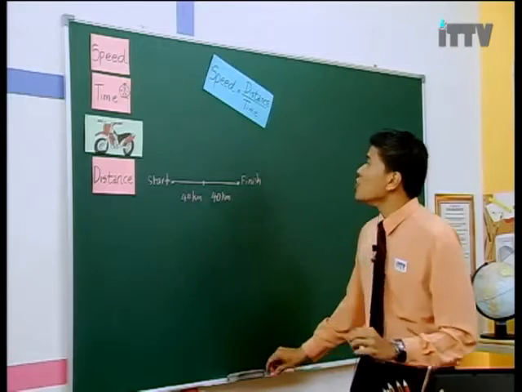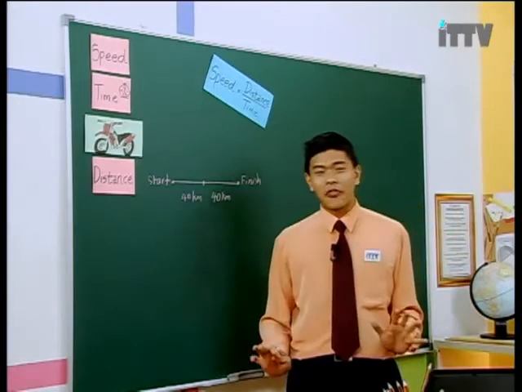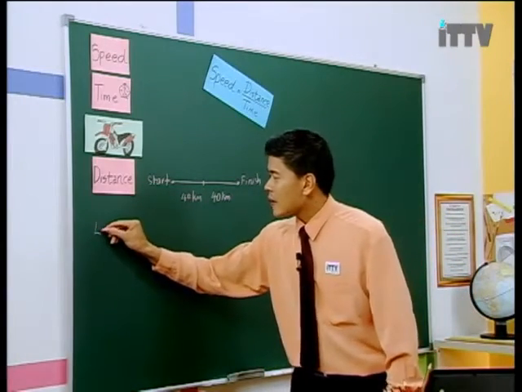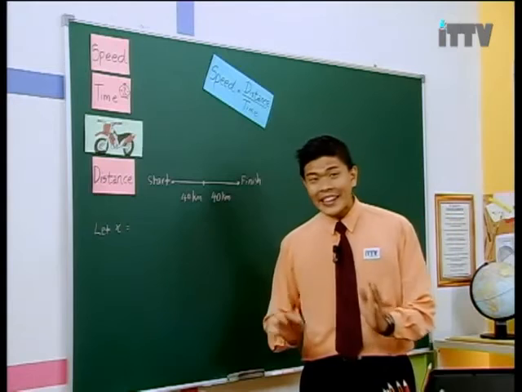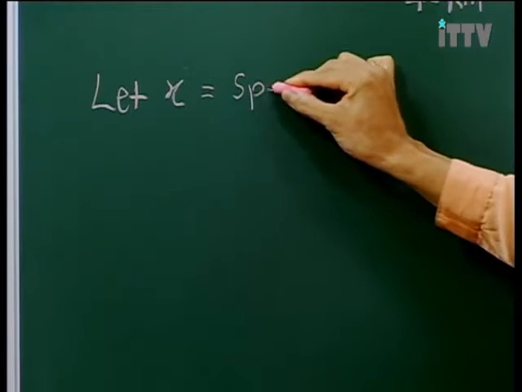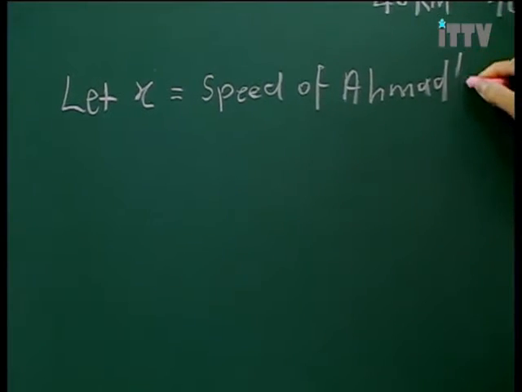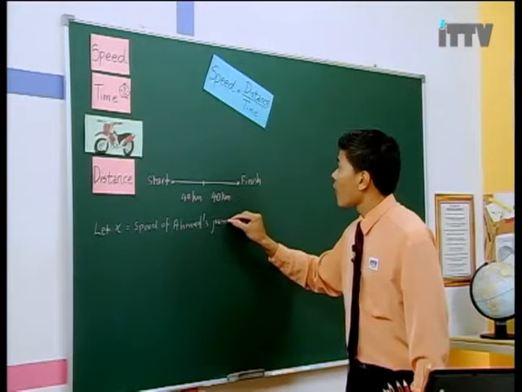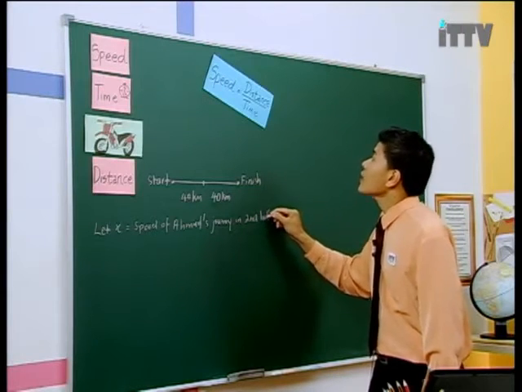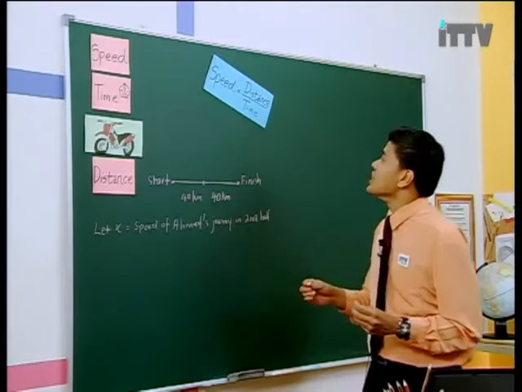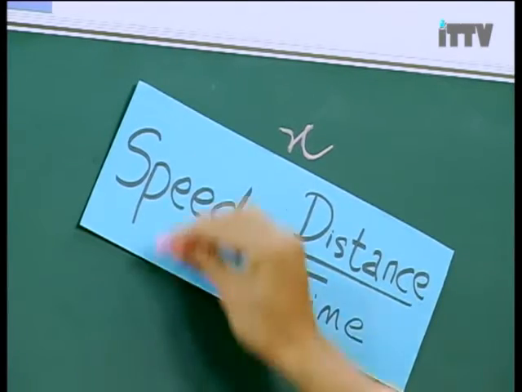Alright, now, how do you interpret the questions? First step, choose a suitable alphabet. So I will let x be the speed of Ahmad's journey in the second half. So I must write it down: speed of Ahmad's journey in the second half. Alright, now, so the speed of Ahmad's journey will be x, okay? So x will be here, for this half, look at this column.